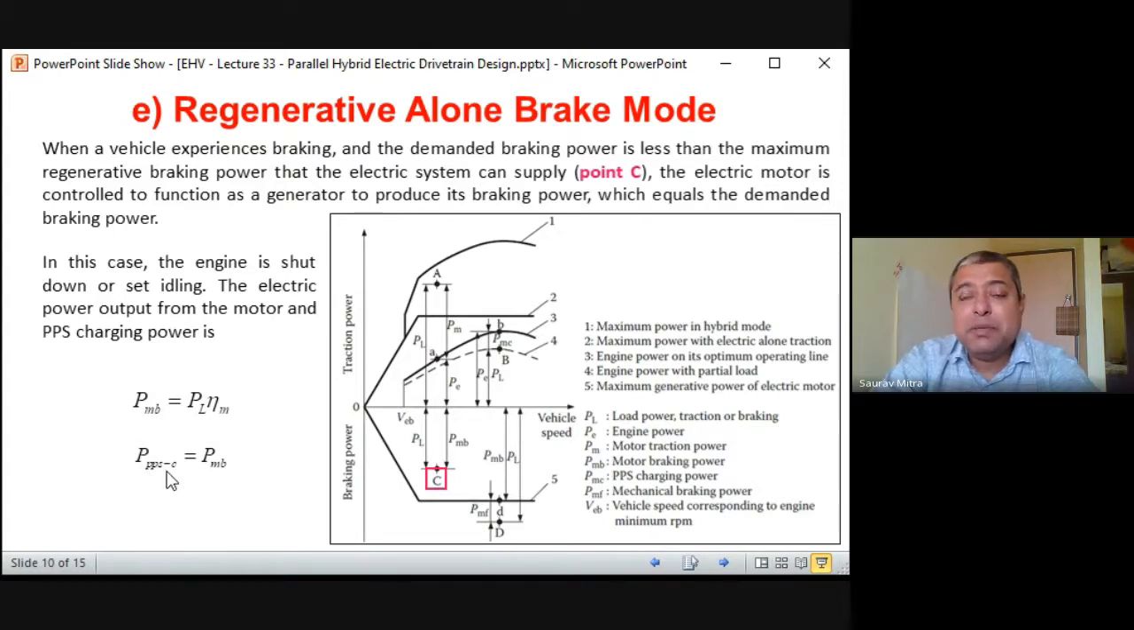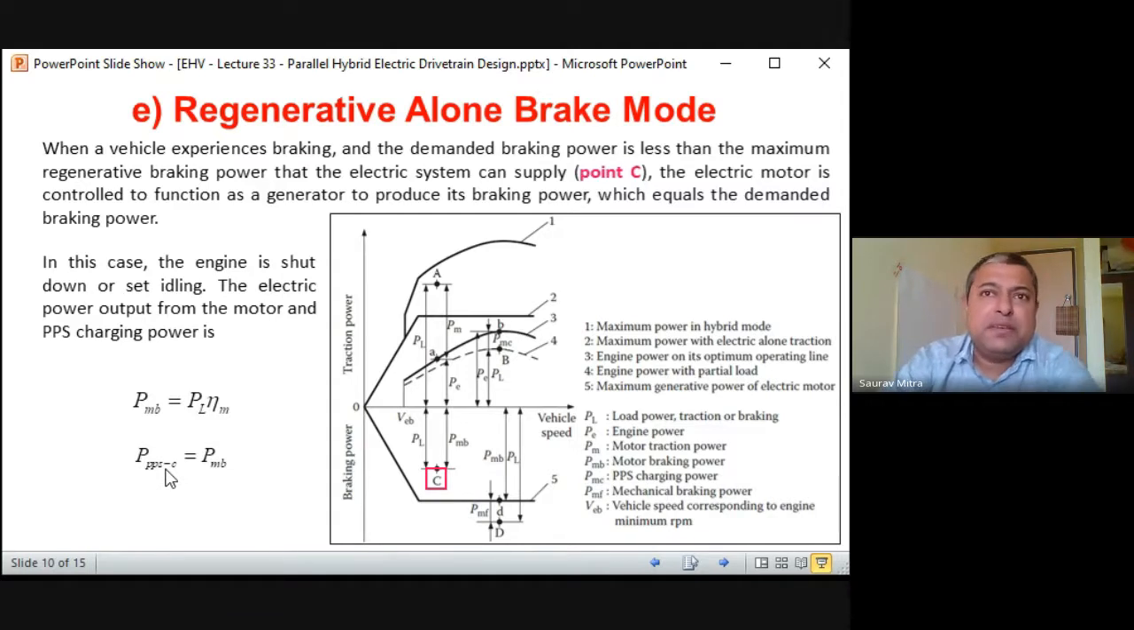Previously we had seen PPPSD when the electric motor was driving the vehicle. PPSD means at that time PPS was supplying the power to the PL. In this case, PL is supplying the power back to charge the PPPS. That means PPS is getting charged here. So that's why this is called regenerative braking. And whatever mechanical electrical brake I'm applying, PMB, is actually charging the PPPS.